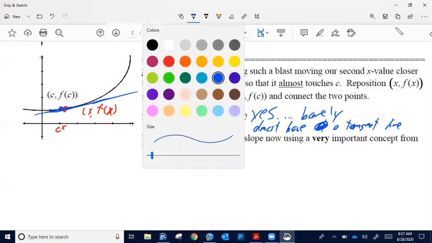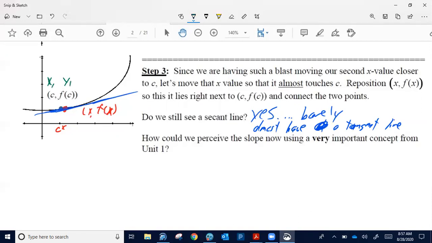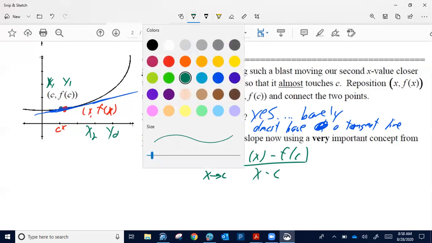A tangent line means there's only one dot. So we can still calculate slopes here where I have an x1, y1, and an x2, y2. So this slope is still going to be f of x minus f of c over x minus c. But now, how could we do this so I get these two dots as close as possible, as close as you can get without actually being one dot? Well, that is what unit one was about. The limit lets you get really close to values without necessarily getting there. So let's say we do this, but instead of just a slope, it's the limit as x approaches c. So what we're saying now is this x value is getting as close to c as possible. So it basically becomes one dot.